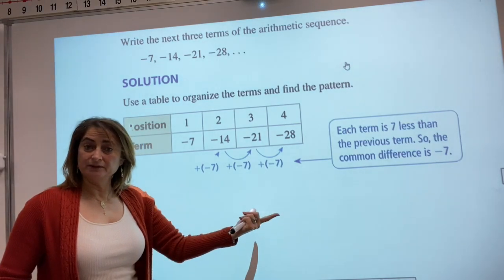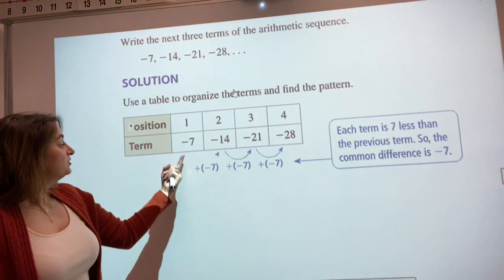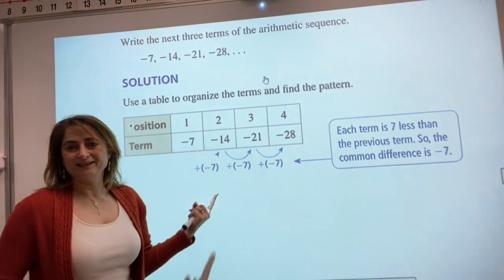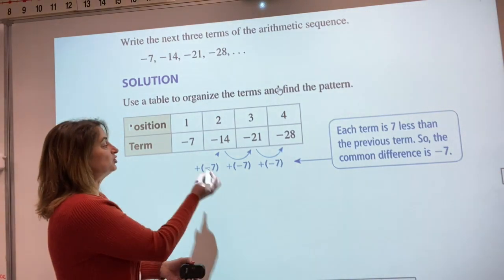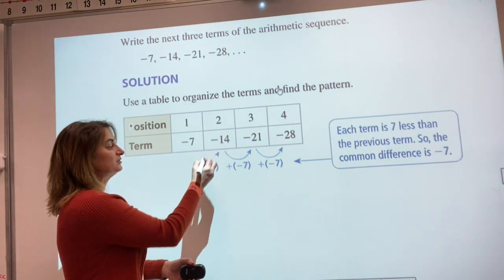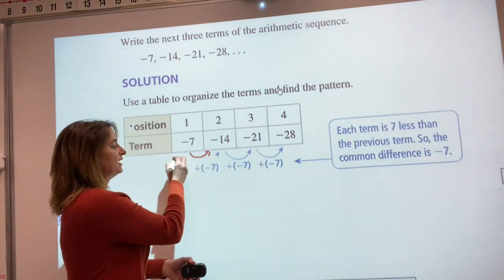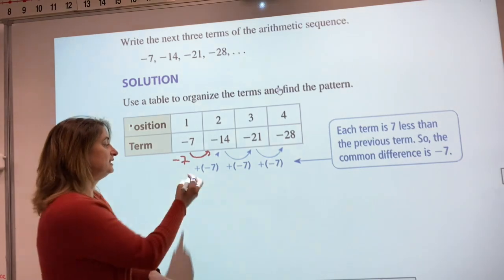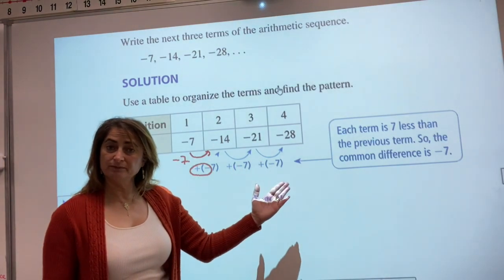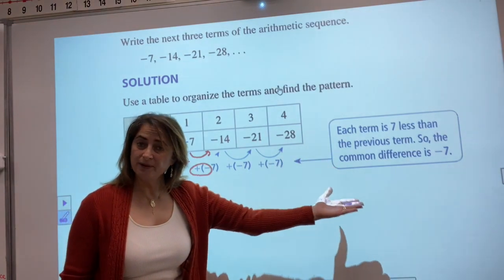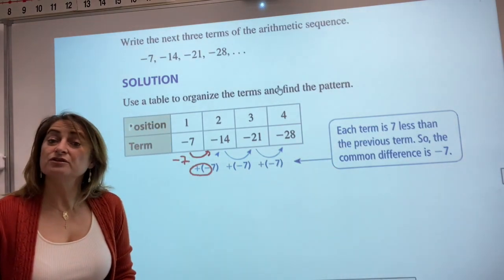Did you see a pattern? Yes. The term was increasing by -7. And if that is confusing, that's the same as subtracting a 7. So from -7 to -14, you subtracted a 7. It's the same as adding a negative. So if you subtract a 7 from each term, following that pattern, you will get the next three terms.